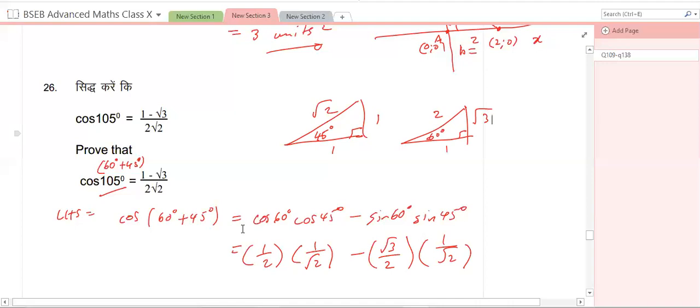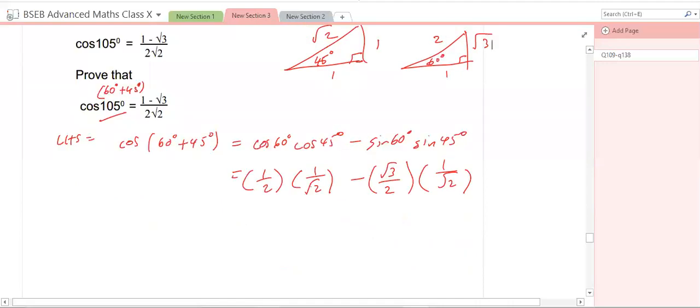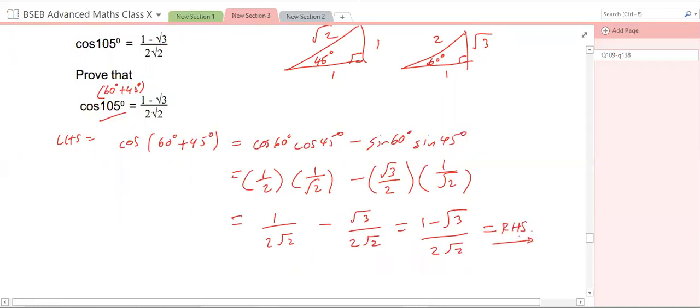Now, simplifying this will give me 1 over 2 root 2, subtract root 3 over 2 root 2, which is equal to 1 minus square root of 3 over 2 root 2, which is equal to the right hand side, hence proved.